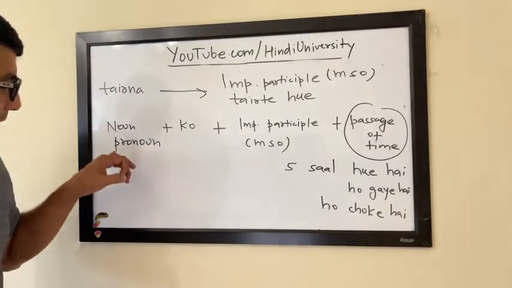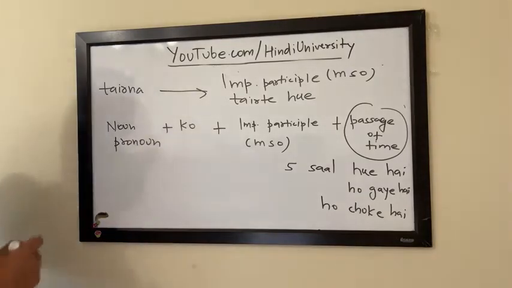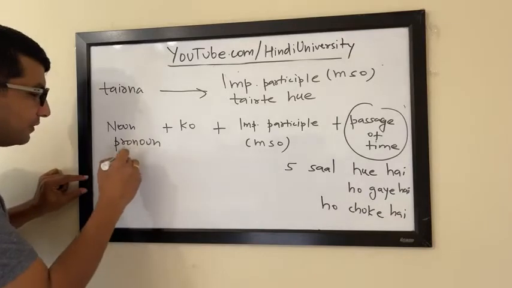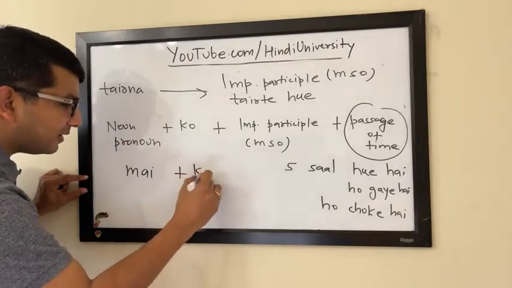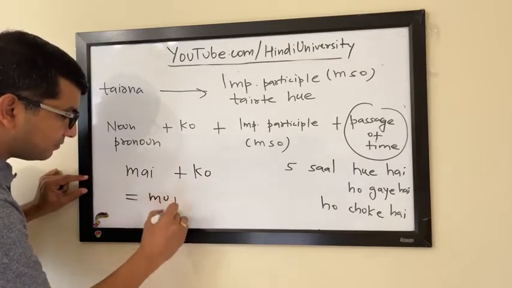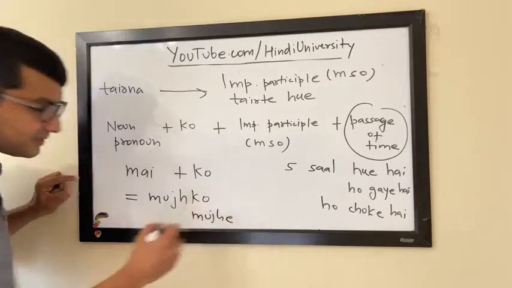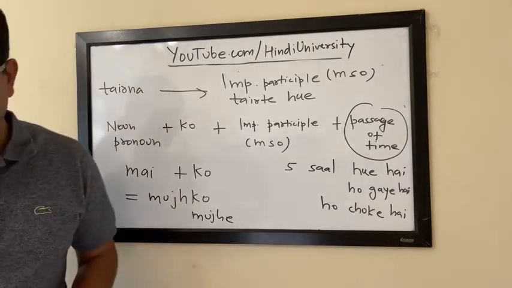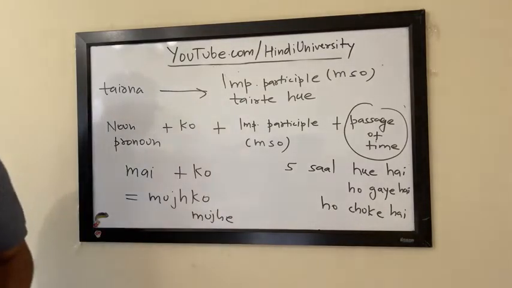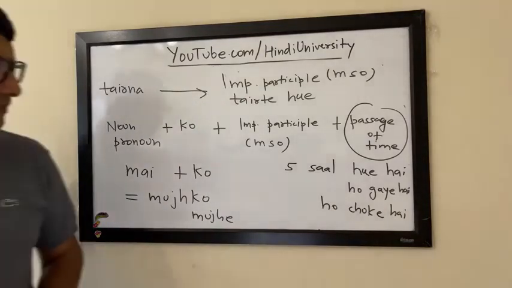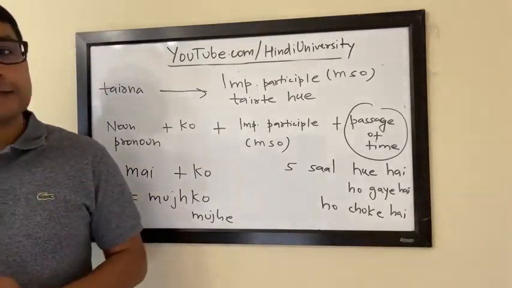So say the full sentence. Mujhko. Very good, right? So if this is bothering you, if the pronoun here is मैं, then it's मुझको और मुझे. Finish it now. It's मुझको पकाते हुए 10 साल हो गए हैं. Okay, very good. मुझे करी चिकन पकाते हुए 10 साल हो गए हैं.